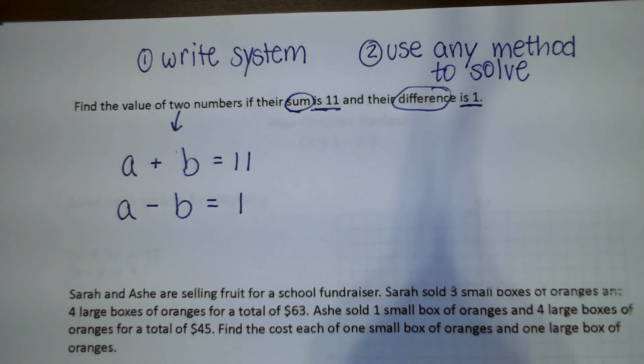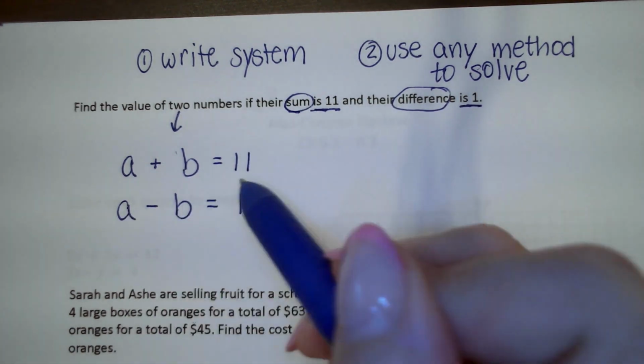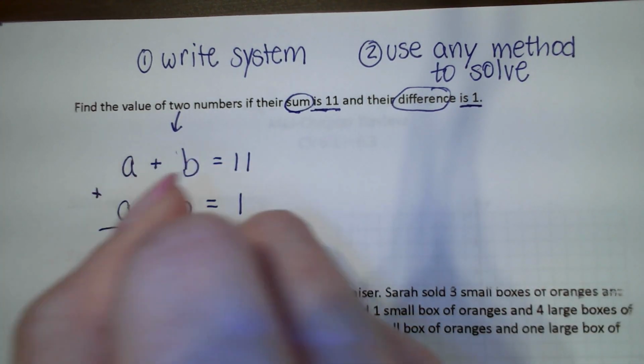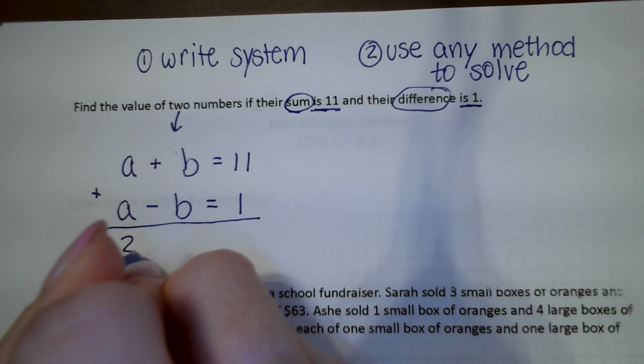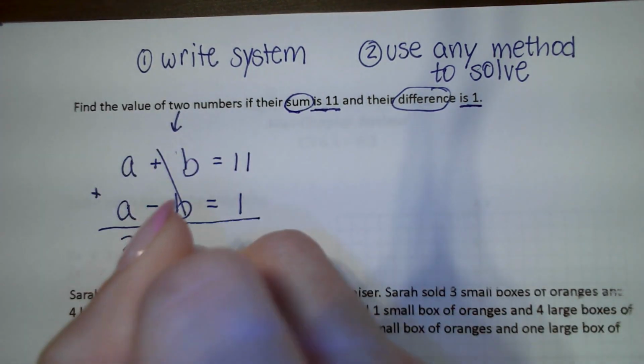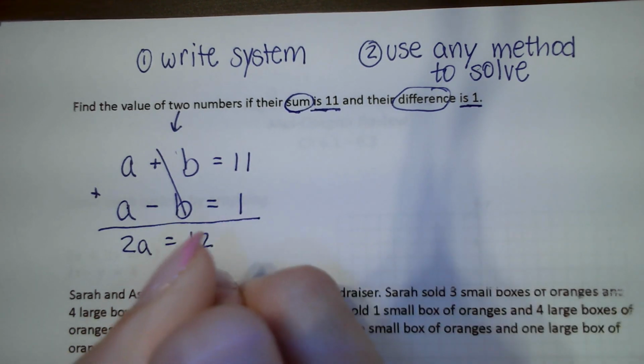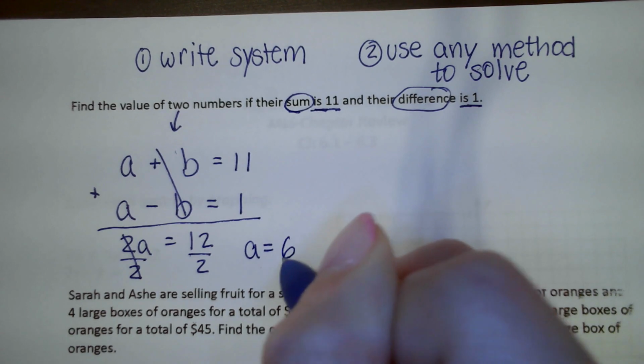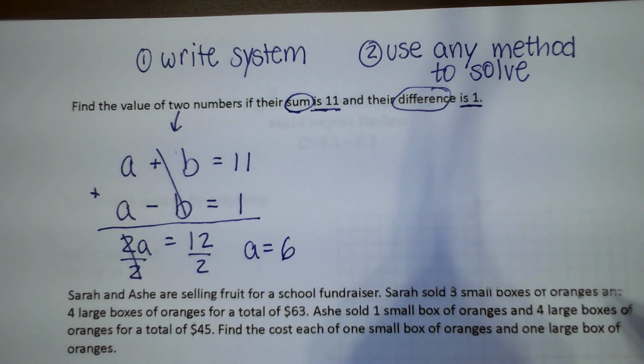Now I've written my system, it's time to solve. Looking at it, I ask myself, do I want to use substitution or elimination? Either one would be fine, but just the way I've happened to line it up, I actually see that it's set up for elimination. So I'm going to add these two equations, and I get 2a equals 12. Divide by 2, and a equals 6. Okay, that worked out pretty well.